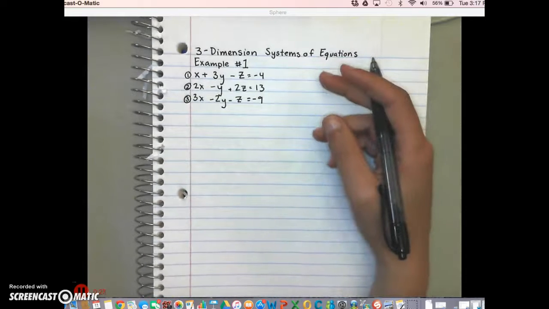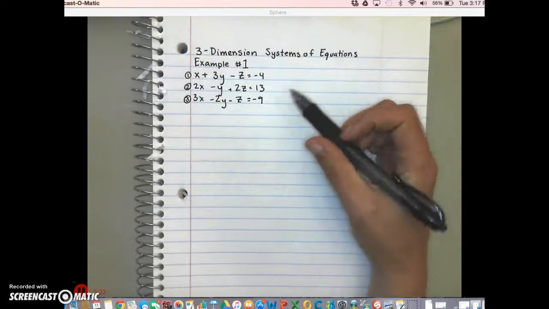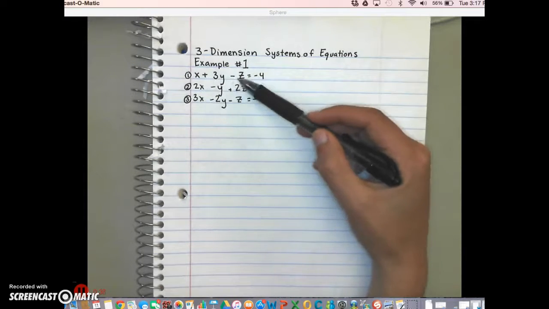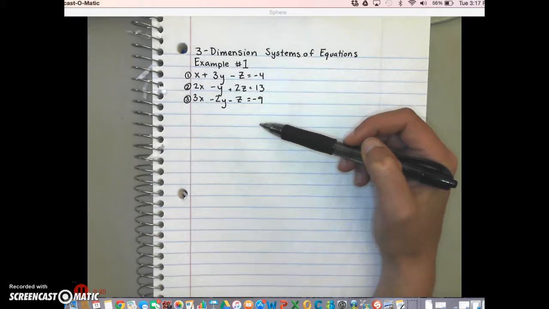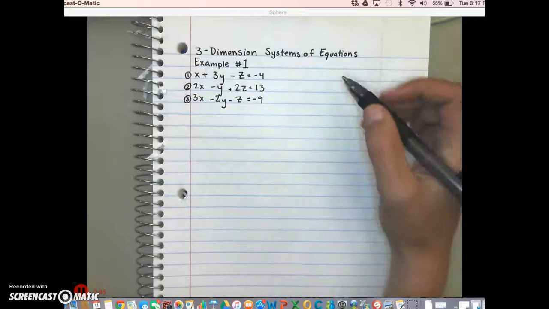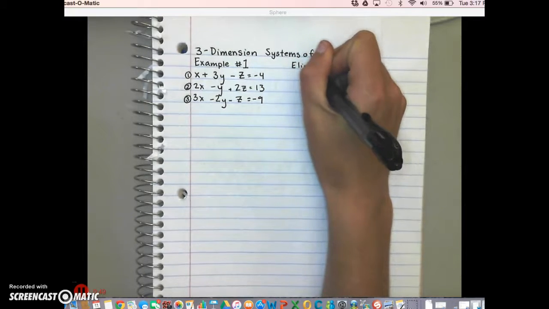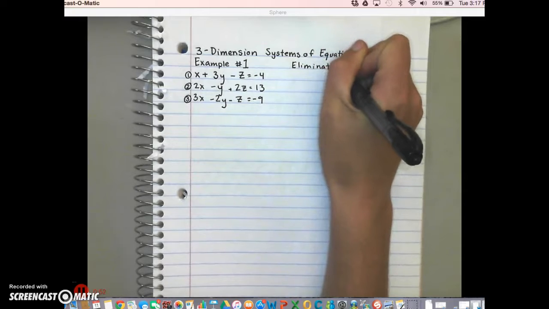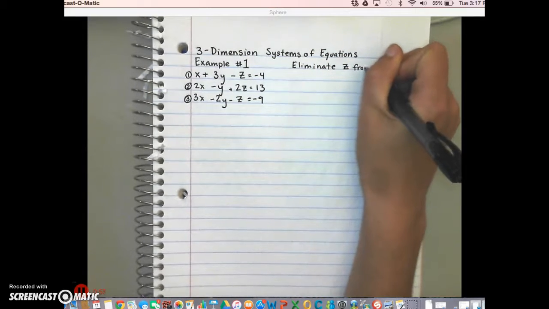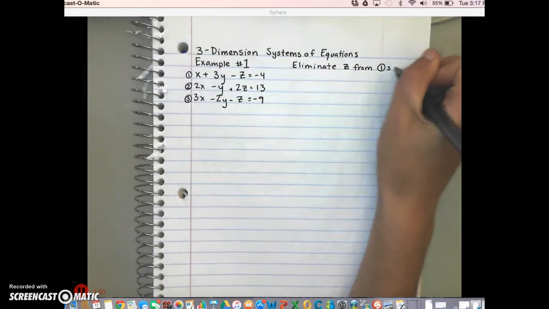The goal for three-dimensional systems is to eliminate one variable at a time. So I take a look at the problem I have, and I decide which of these variables would be easiest to eliminate. I'm going to choose z to eliminate first. So the first step is to eliminate the variable z from equations 1 and 2.